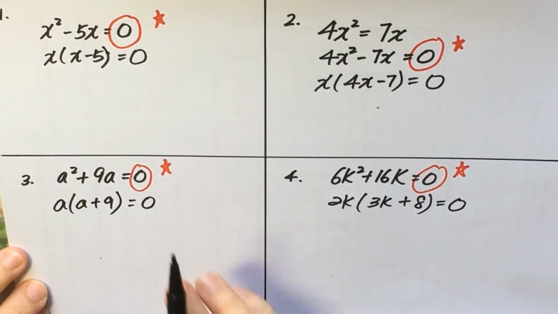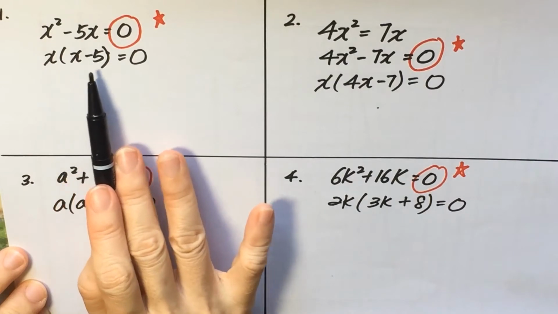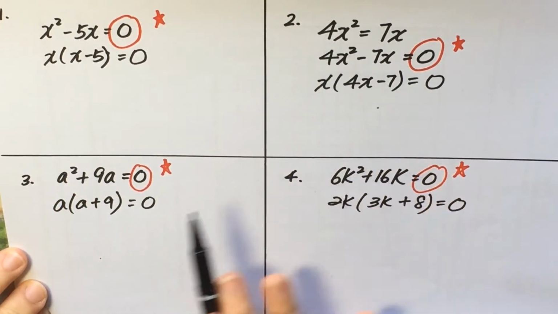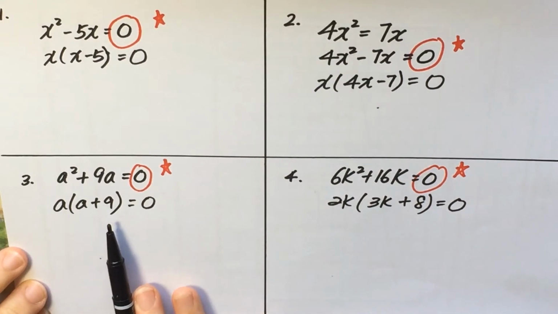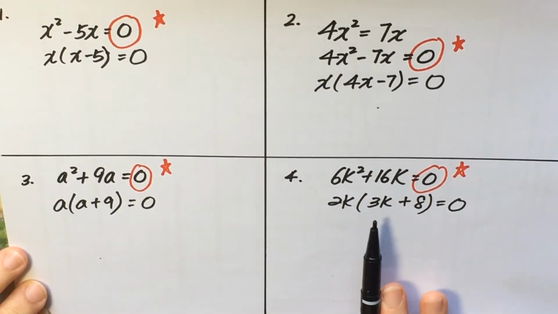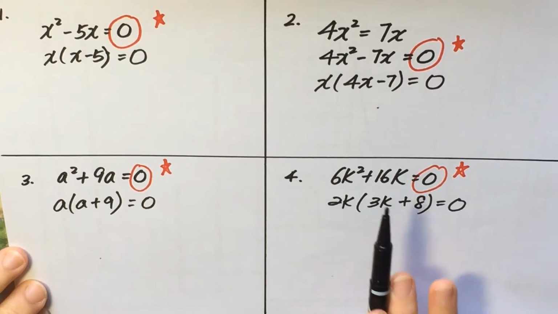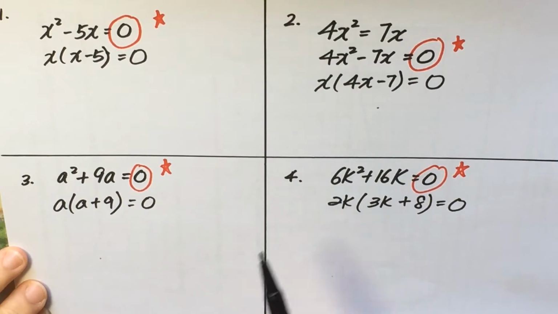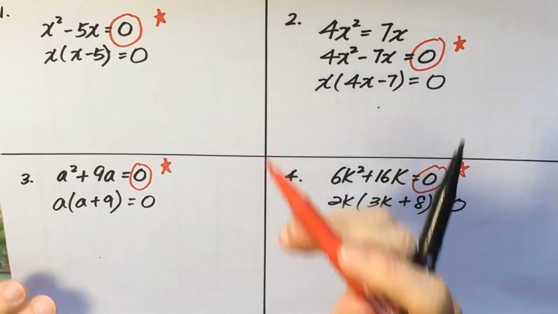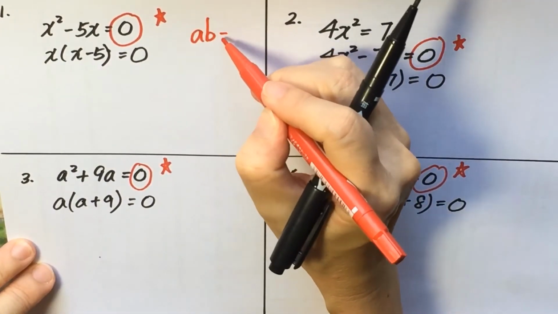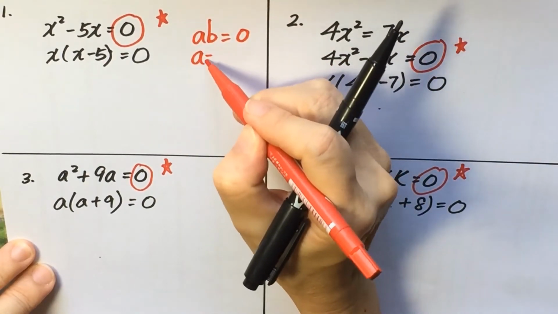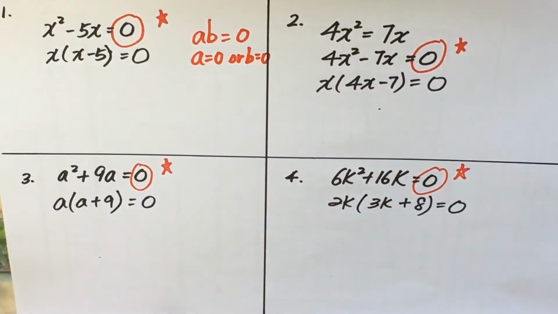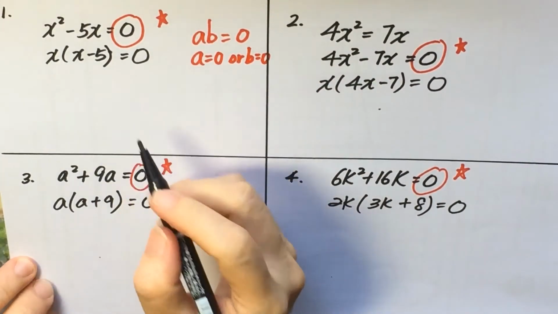Okay, so now I factorize this to be x and x minus 5. This one to x and 4x minus 7. And this one is a times a plus 9. And this is 2 times k times 3k plus 1. So I'm going to use now factor law to apply on all these 4 cases. So when two factors multiply together to get 0, is either the first factor is a 0 or the second one is a 0. So I'm going to do this for all these 4 questions.